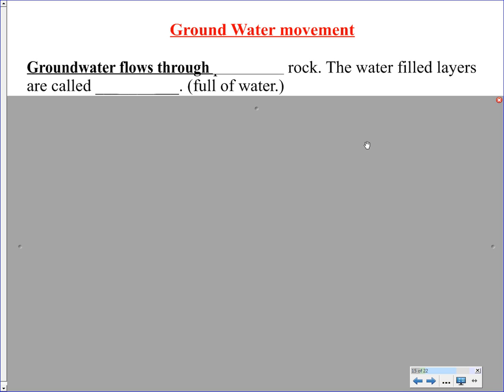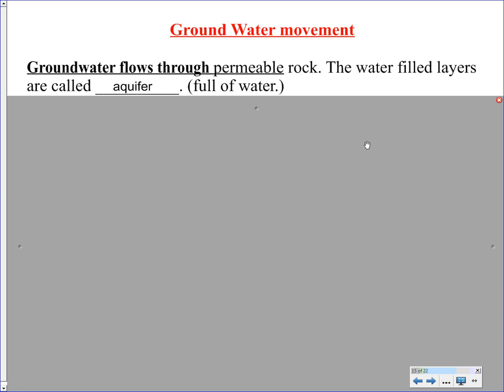All right, groundwater. I'm not going to help you paraphrase this. You're going to do it on your own, but I'm going to move quickly, so you should be able to paraphrase quickly. Groundwater that flows through certain rock. What type of rock allows groundwater to flow? Permeable. And the water-filled layers, meaning full of water, are called what? Aquifers. And this is where we all get our water from in North Carolina.